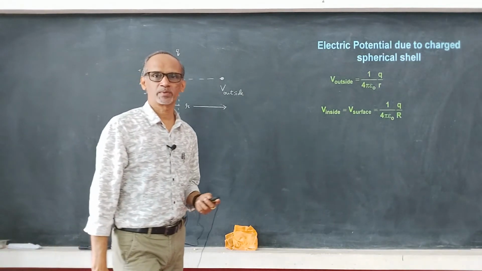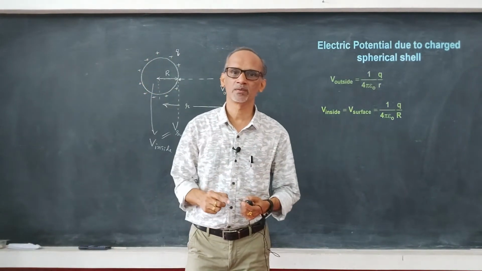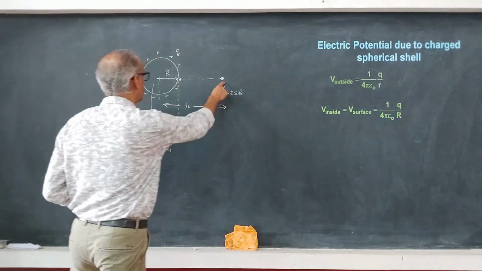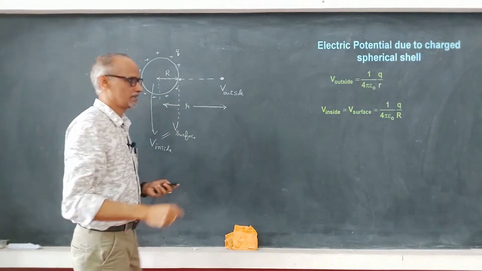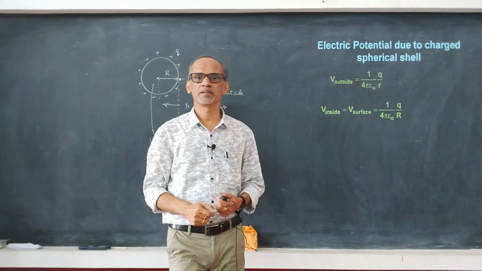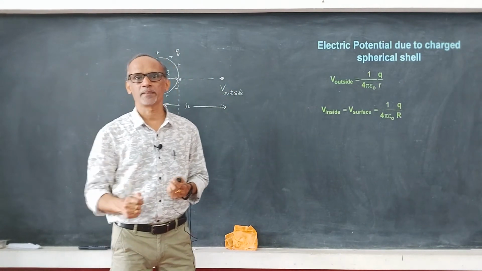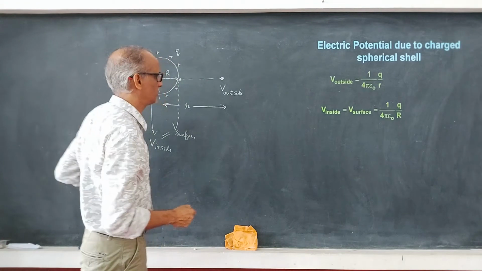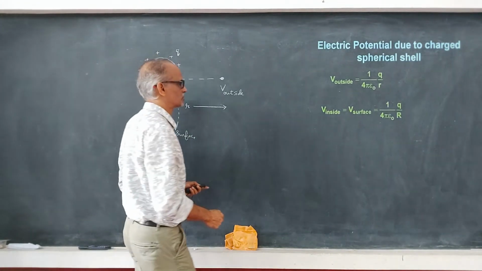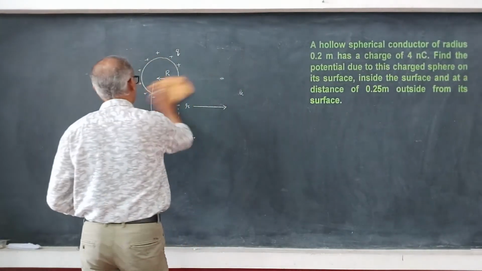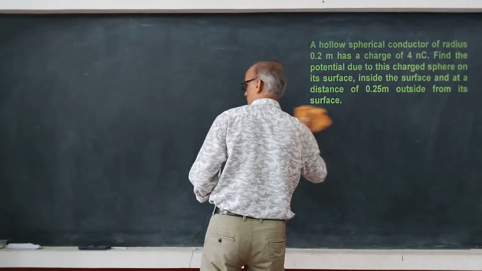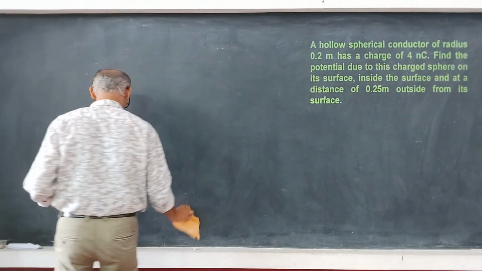So, what is the electric potential at a point well outside? V is equal to 1 by 4 pi epsilon naught Q by small letter r, where r is the distance of the point from the center. Whereas, potential on the surface as well as inside is given by V is equal to 1 by 4 pi epsilon naught Q by capital R. Okay, that is the formula. So this is regarding the electric potential due to a charged spherical shell, and we have a numerical based on that. So let us see how to solve this particular question.